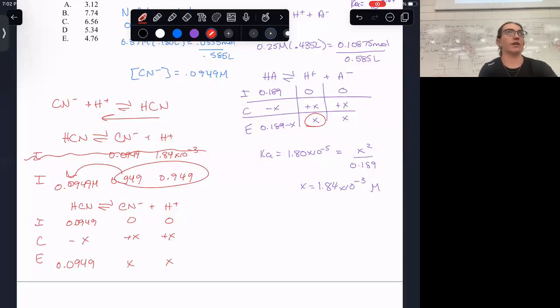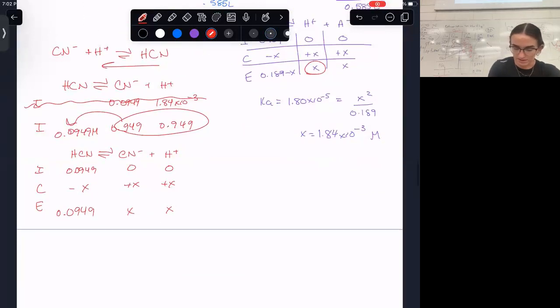Ka for HCN is given to you at the top. So you can say that Ka is equal to x squared over 0.0949 minus x, which is equal to 4.0 times 10 to negative 10. So you can assume that that negative x is negligible. So you get x.